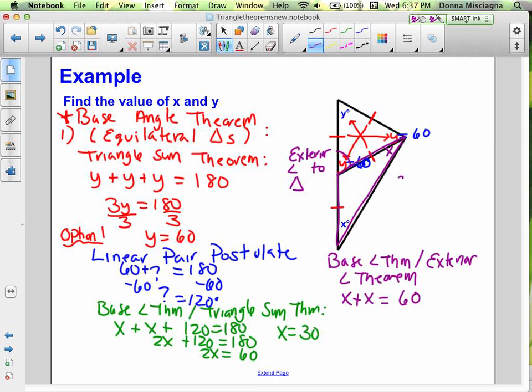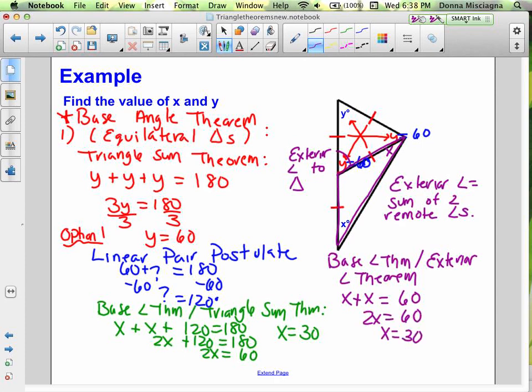Exterior angle theorem. So the exterior angle equals the sum of the two remote angles, right? The ones that aren't next to you. The ones that you'd have to get off the couch to get. All right? So that means that x plus x is equal to 60, and that means 2x is equal to 60, and x is equal to 30.